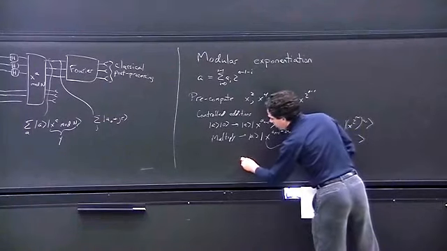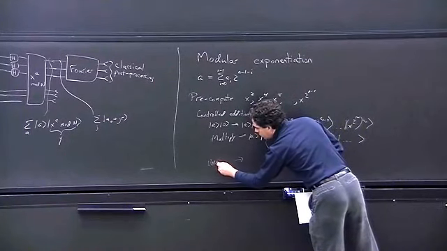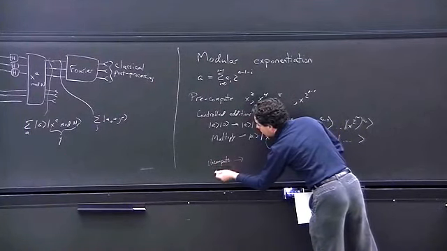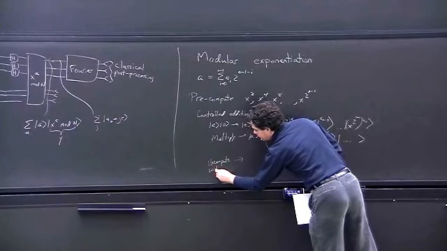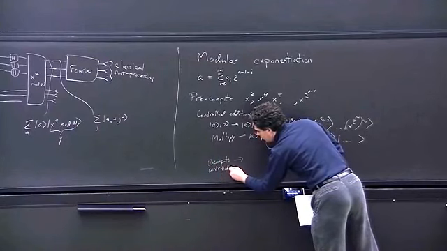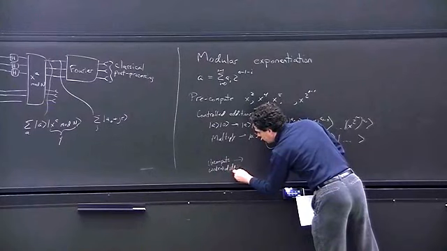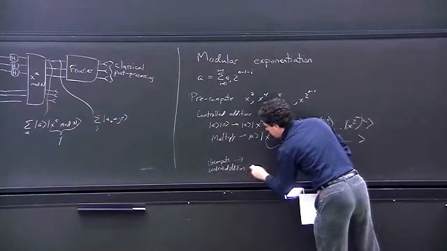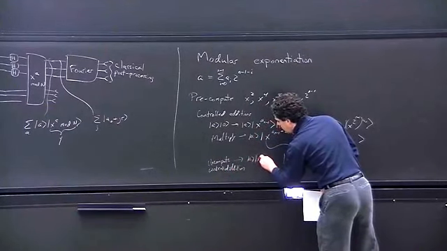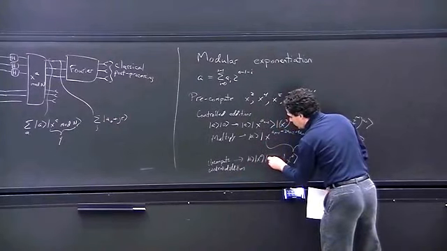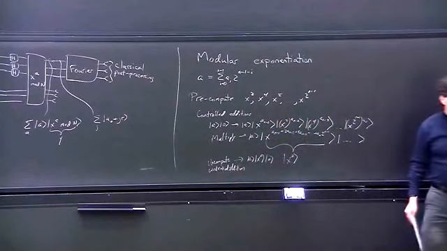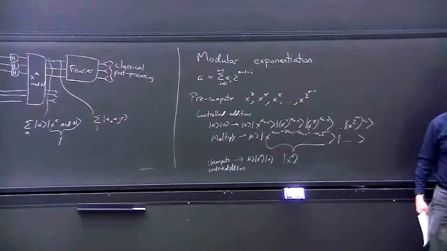Okay, so then the last step is that we uncompute the controlled additions, to get just x to the a, and then these other registers are all 0. Okay? Does that make sense?